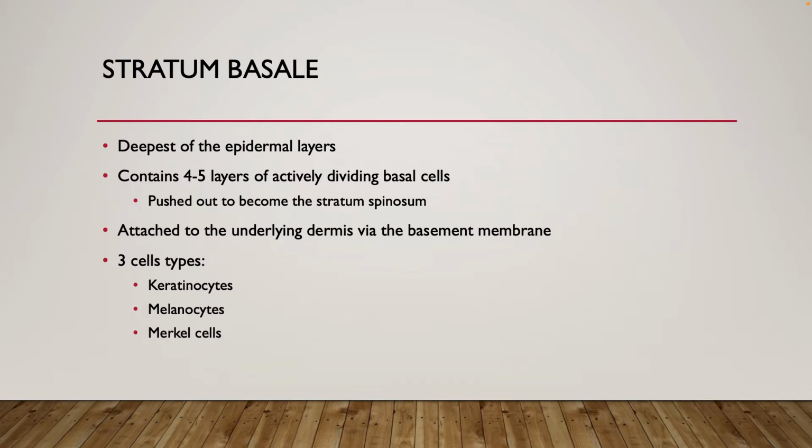Now, within our stratum basal, and kind of on the bottom surface of our stratum basal, at this junction between the epidermis and dermis, we have some different cells. So we have keratinocytes, we have melanocytes, and we have Merkel cells. So keratinocytes, they're the actual cells of our epidermis. And so if you remember what we called our epidermis, it was a stratified squamous epithelium, but it was keratinized. And so keratin is a protein that is produced via these keratinocytes.